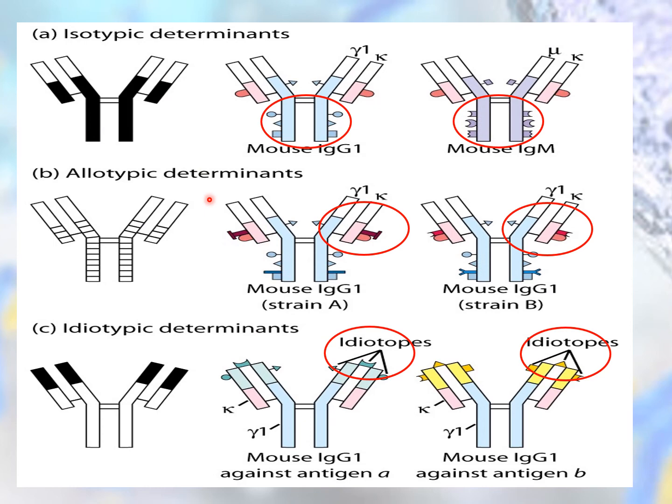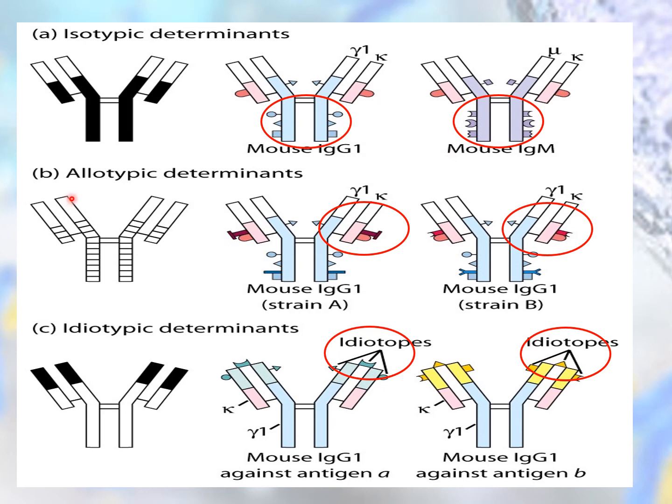Now let's study the different determinants using this figure. The isotypic determinants, as we have discussed, only differ in their heavy chain. So mouse IgG and mouse IgM are isotypic determinants because they only vary in their heavy chain. IgG has a gamma heavy chain and IgM has a mu heavy chain. So within the mouse, these isotypic determinants are identical.